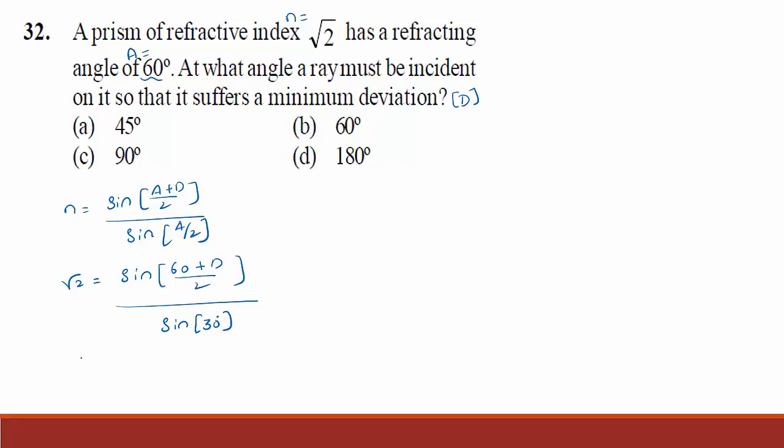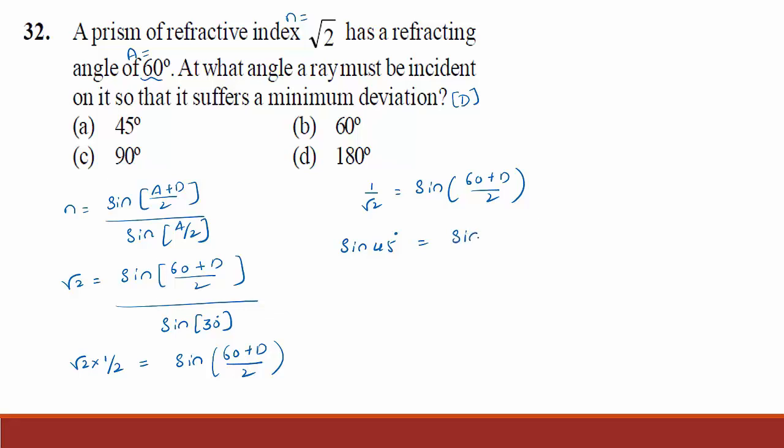So we can take it on the LHS side. Root 2 into 1 by 2 is equal to sine of (60 plus D) divided by 2. Root 2 into 1 by 2 gives 1 by root 2, equal to sine of (60 plus D) divided by 2. So 1 by root 2 is equal to sine 45. Sine 45 is 1 by root 2. Instead of 1 by root 2 we can write sine 45.